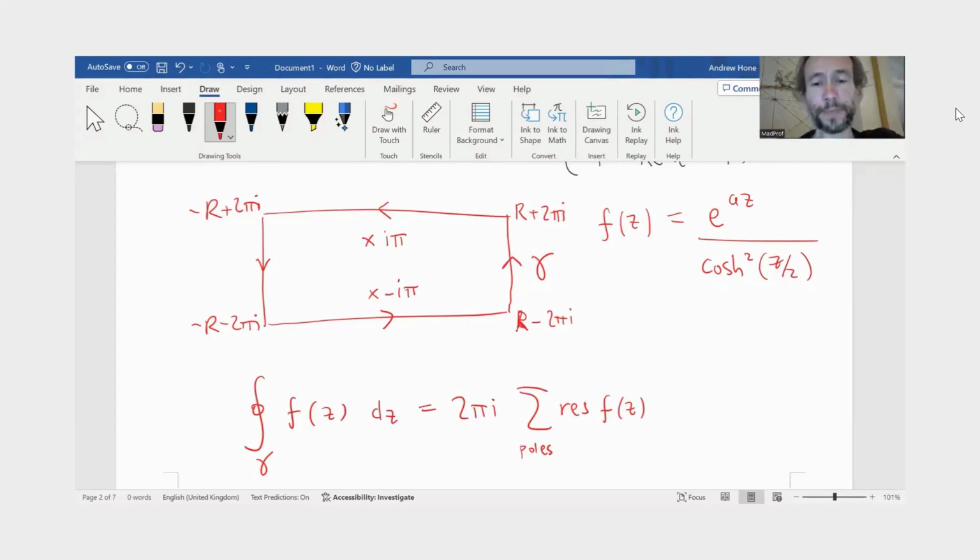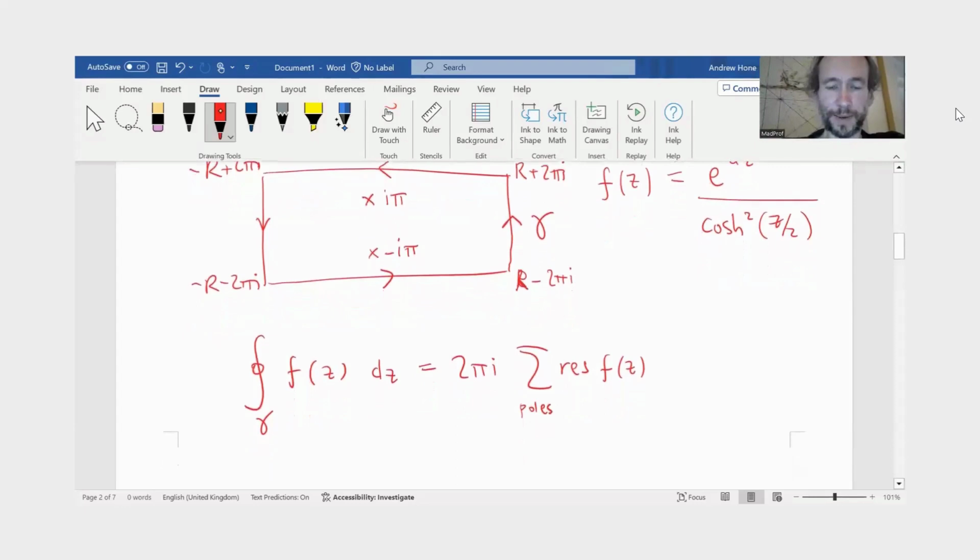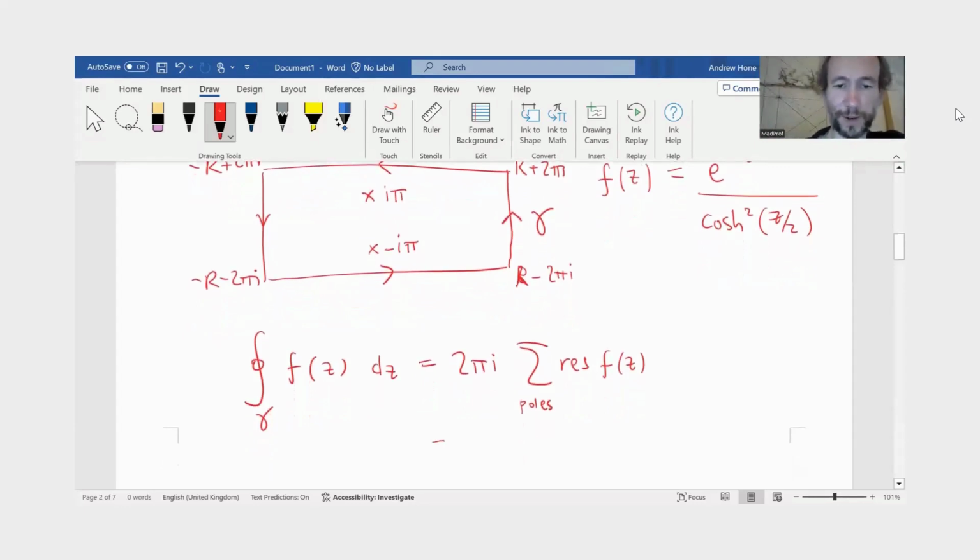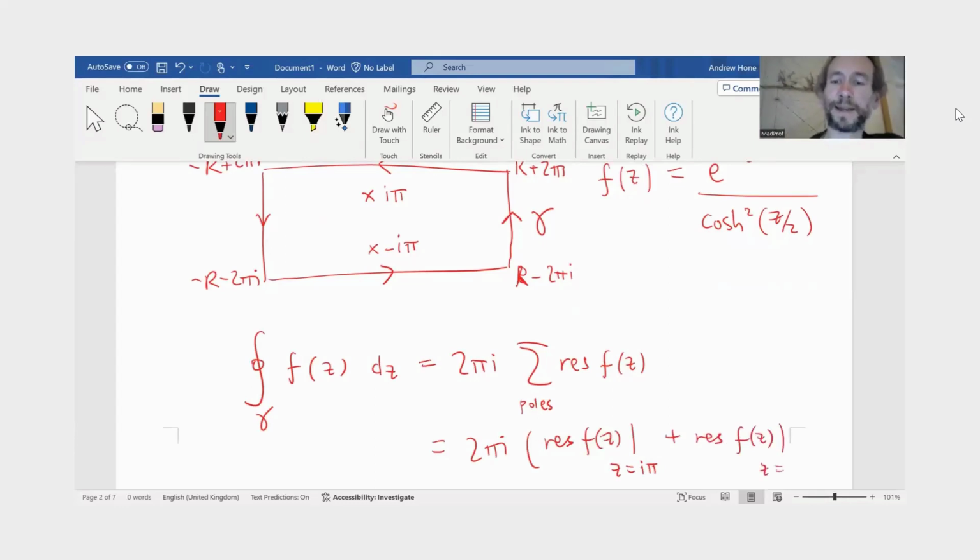But anyway, if we know that that's the only place where there are poles, then we can say that this integral around this rectangle is going to be 2 pi i times the residue of f of z at z equals i pi, which is the top pole in that picture, plus the residue of f of z at z equals minus i pi.